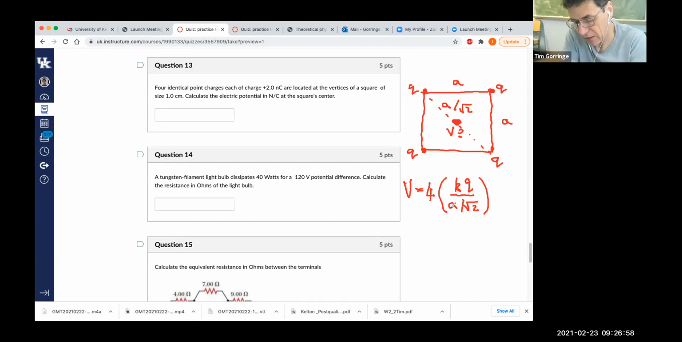The distance a is 0.01 meters, and the Coulomb constant is 9 times 10 to the 9 Newton meter squared per Coulomb. I'm not going to write in all the numbers. And I calculated a potential that is 10,183 volts. And so that was my answer to question number 13.